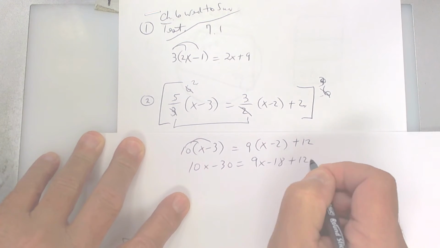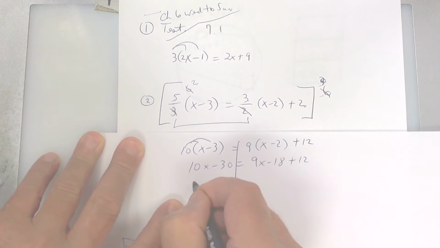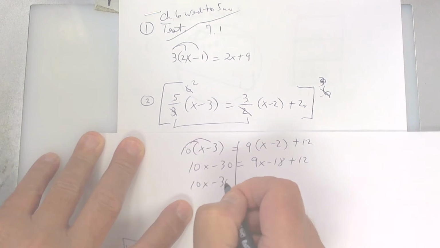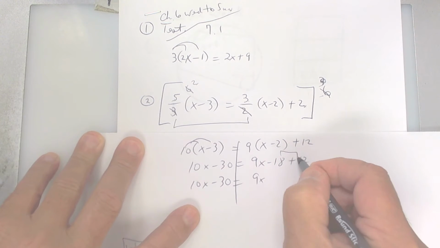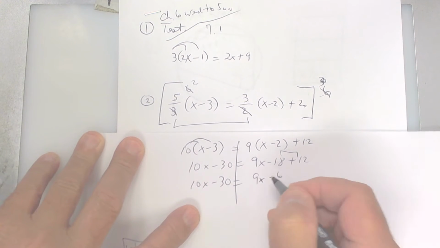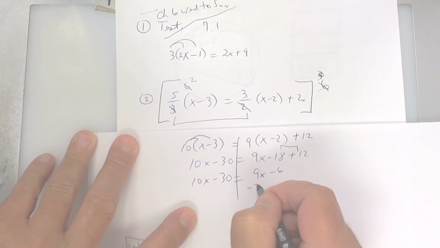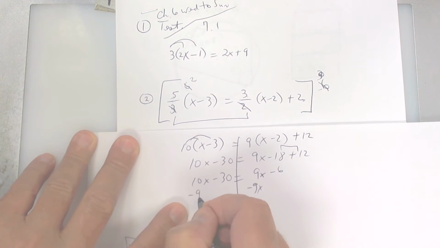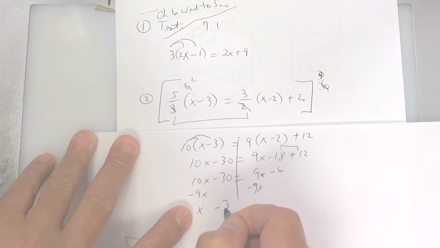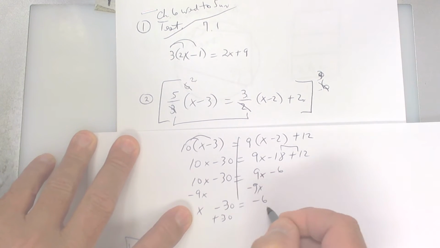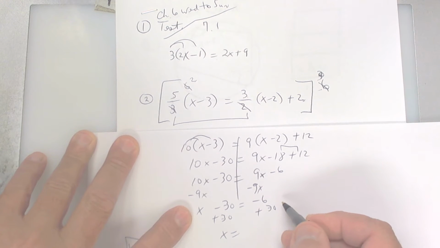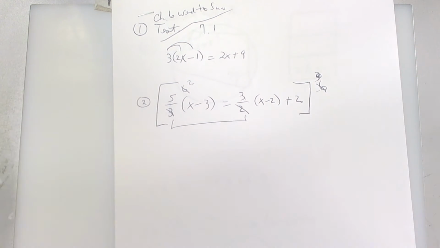And then you finish solving this equation. So you're going to get 10x minus 30 is equal to 9x, and then this right here looks like a negative 6. 9x is smaller, so you're going to subtract 9x from both sides. You're going to get x minus 30 is equal to negative 6. You're going to add 30 to both sides, and when you do, you get your answer. And this answer right here looks like 24. Okay, and that's how you do that.